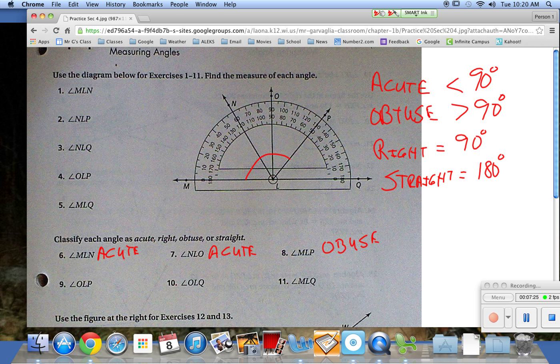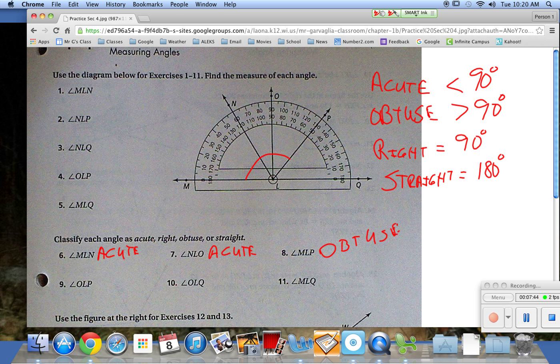Abuse. I'll abuse you. Alice, you're mixing me up now. Obtuse. I don't care.